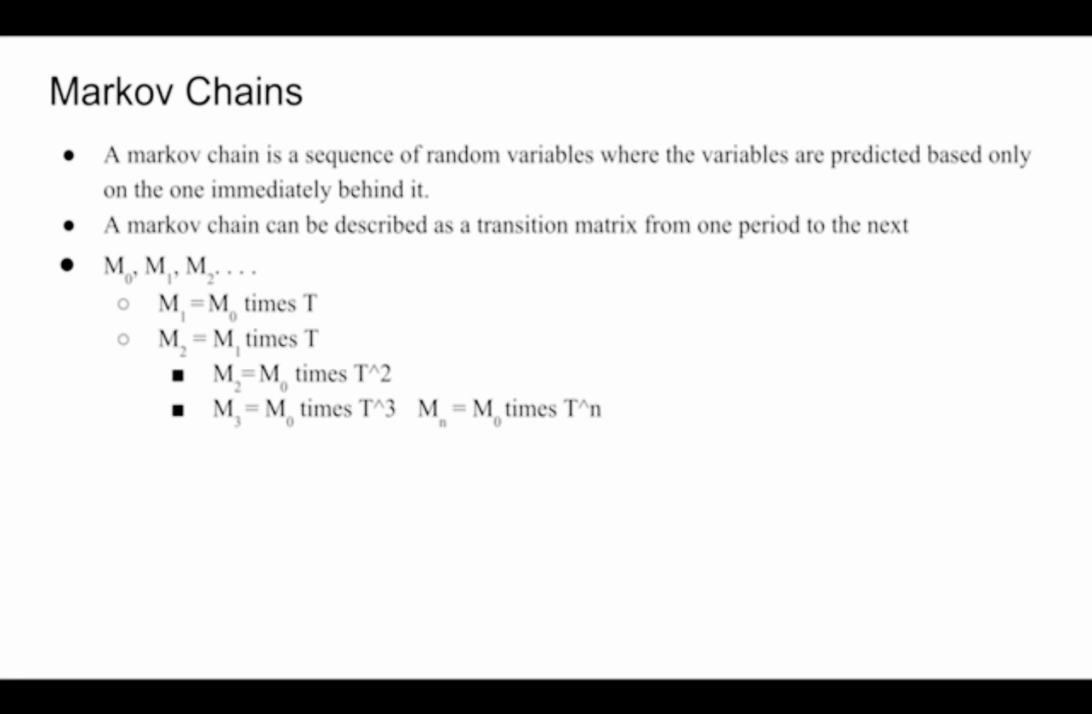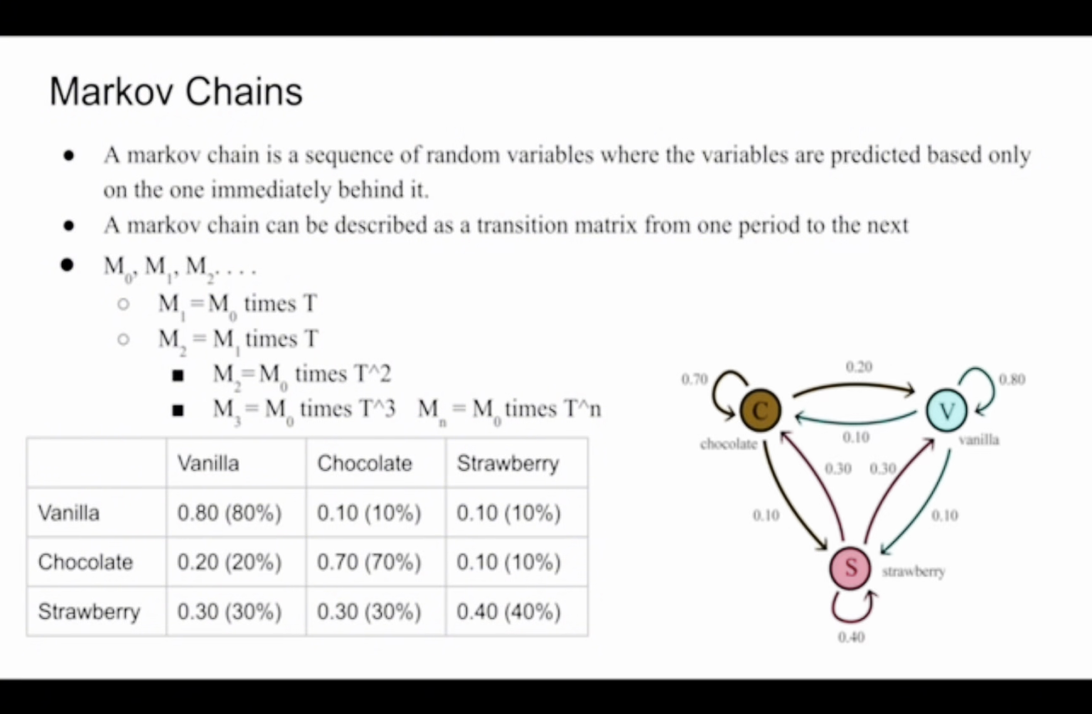A Markov chain is a sequence of random variables where the variables are predicted only based off of the one immediately behind it. A Markov chain can be described as a transition matrix from one period to the next. Suppose that we have a Markov process with M0, M1, M2. M of n is the distribution across states at date n.